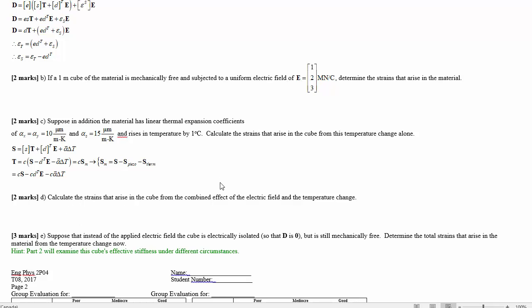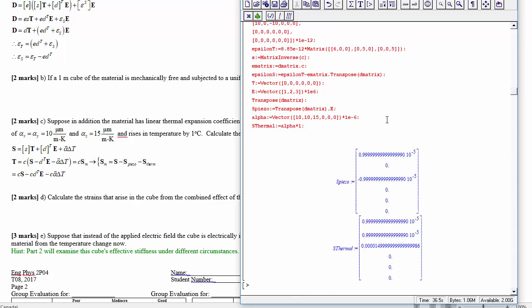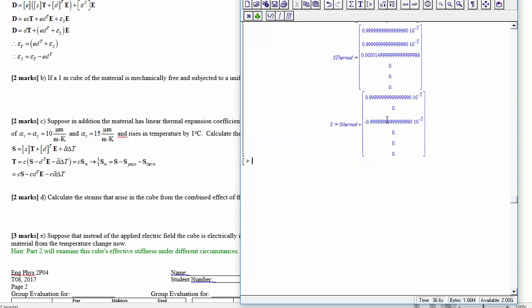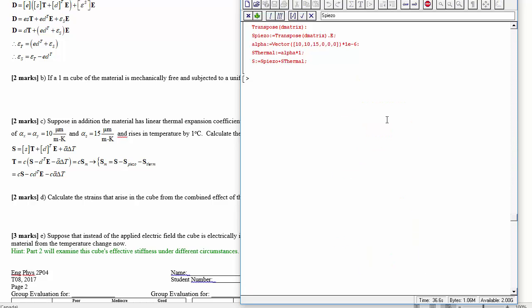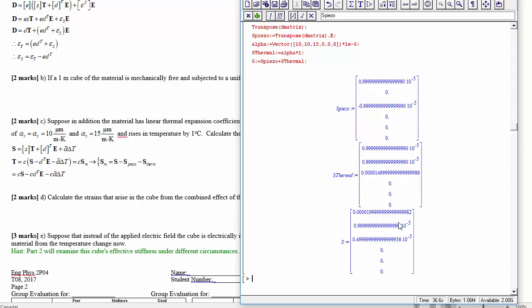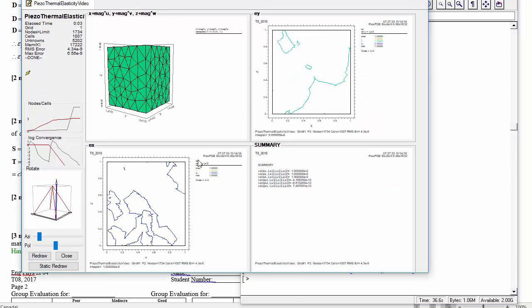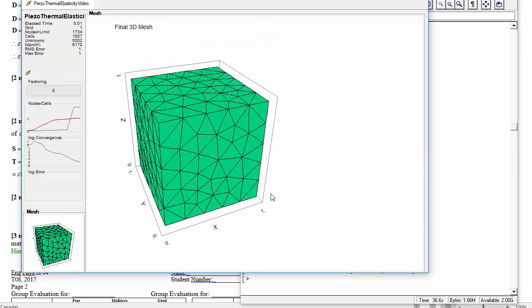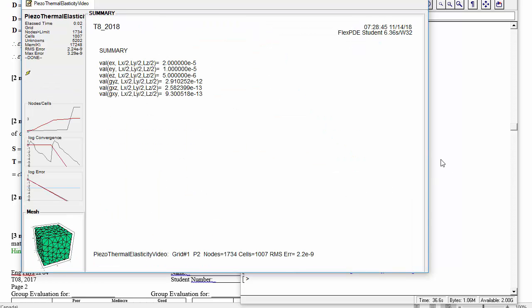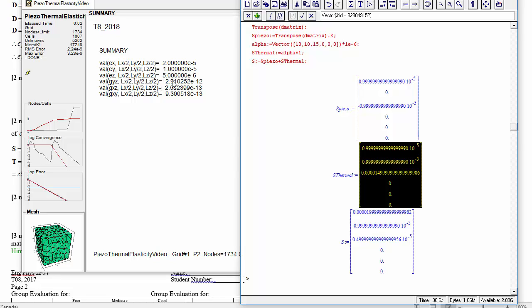Next, we're going to figure out the strains that arise from the combined effect of electric field and temperature change. We actually did this accidentally in the recent part. So the S in Flex PDE, we can add those two strains together. Whoops, in Maple, rather. Maple is case sensitive. So there's the 20 microns, the 10 microns, and the 5 microns. Back to Flex PDE, we just put both of those strains in at once by adding in that electric field that we got rid of. And there we go, the 20 microns, 10 microns, and 5 microns.